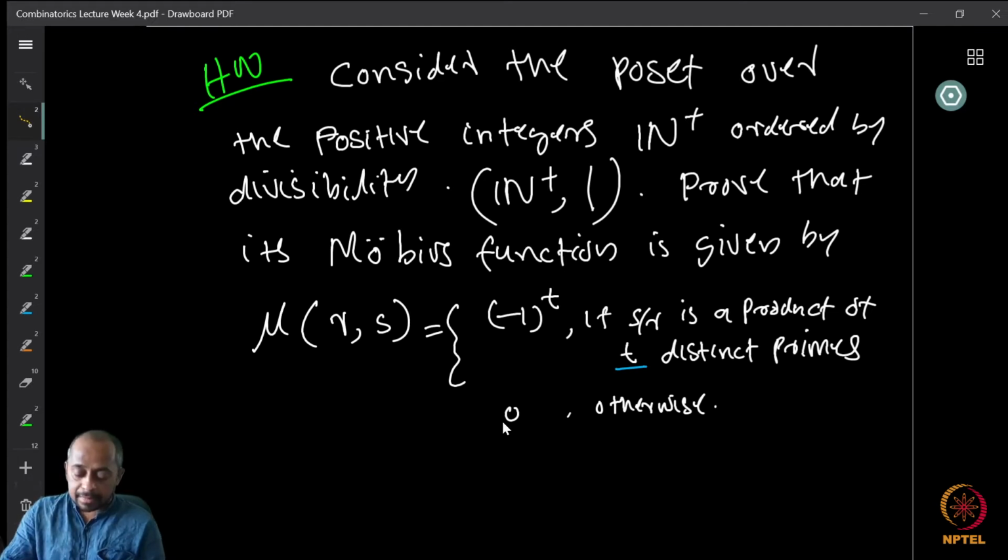So in all other cases, it is going to be 0. So if s by r contains a prime power, for example, then this will be 0. But otherwise, it is going to be (-1) raised to t, where we have exactly t distinct primes. So this is your homework.